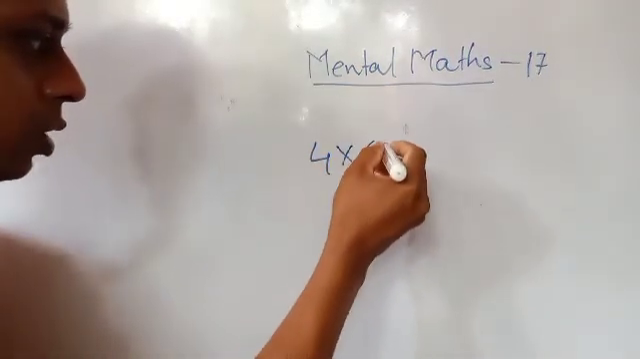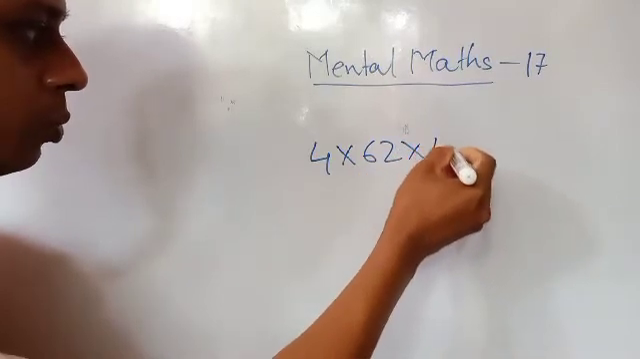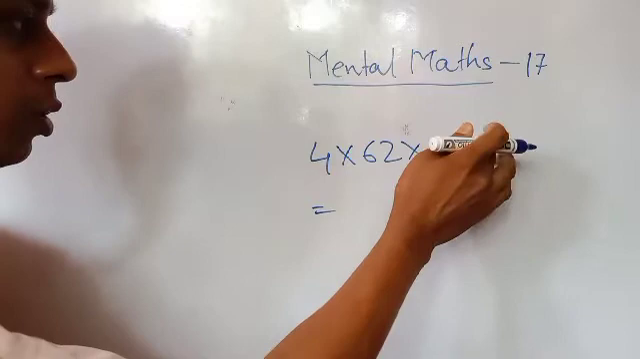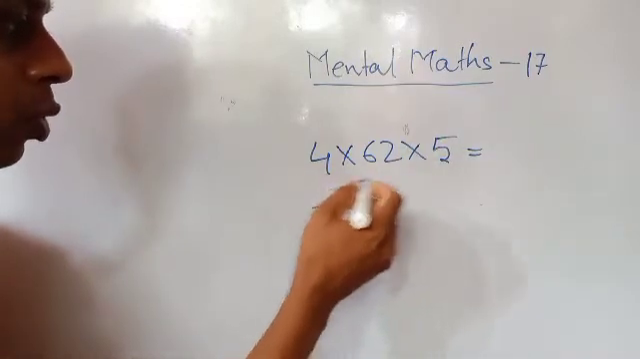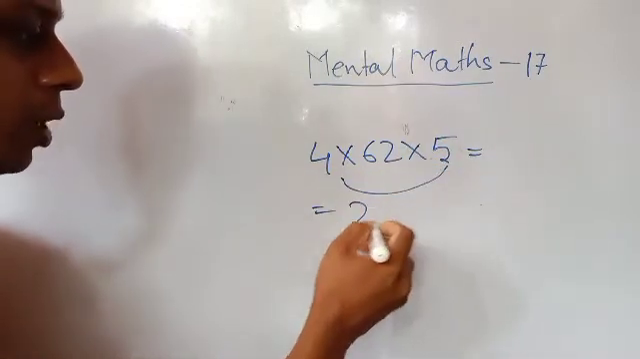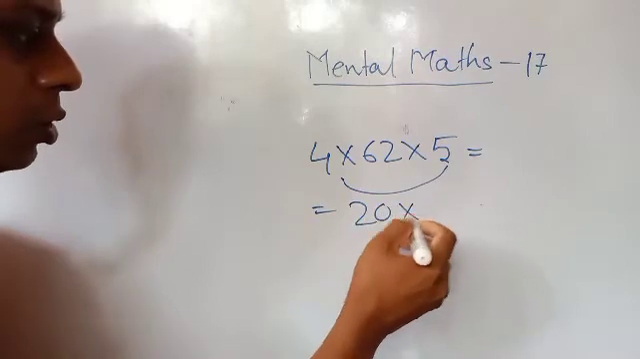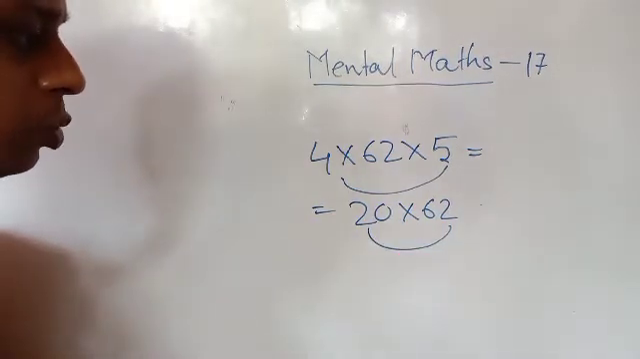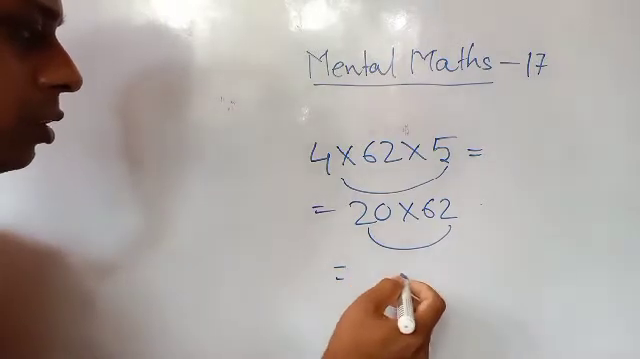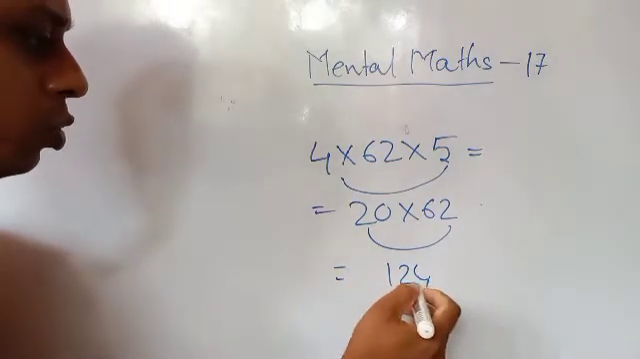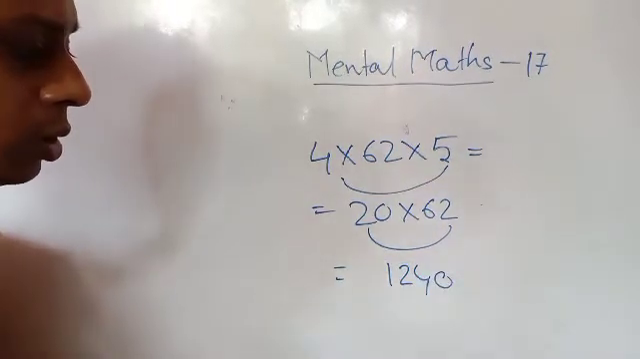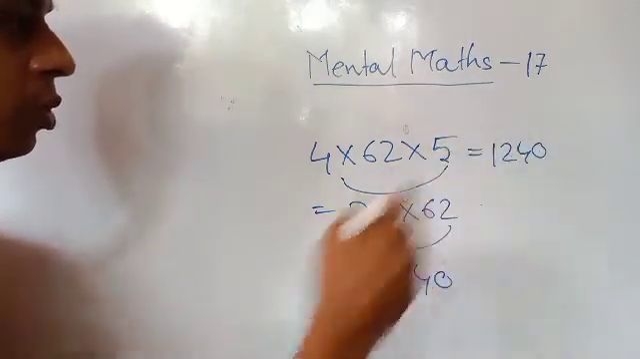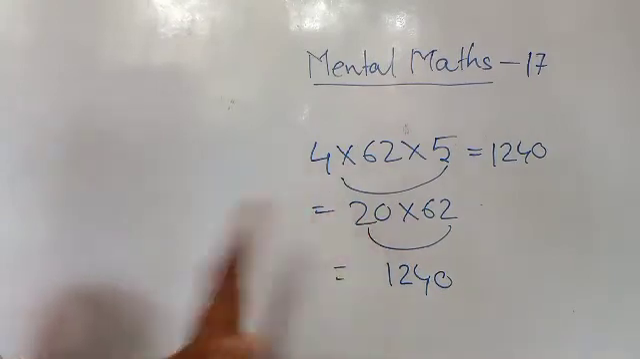4 into 62 into 5. Similar way, 4 and 5 you multiply. 4 5 is 20. 20 into 62. Now 62 multiply by 2. Then what you will get? 2 to the 4, 12. 1 2 4 and 1 0 you have to put here. 1240. So easily you will multiply.